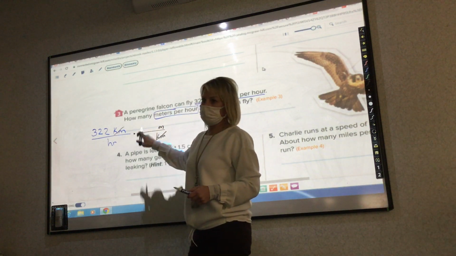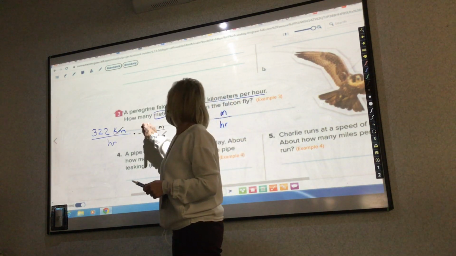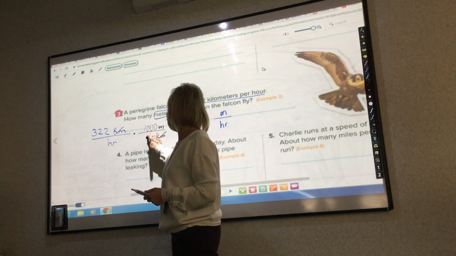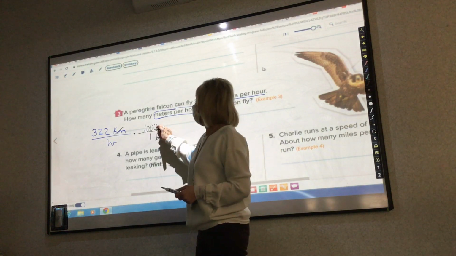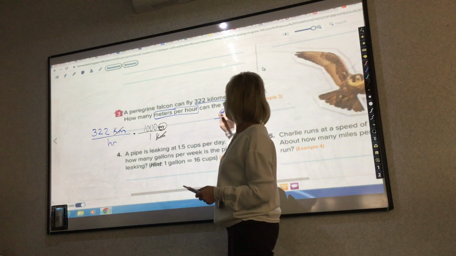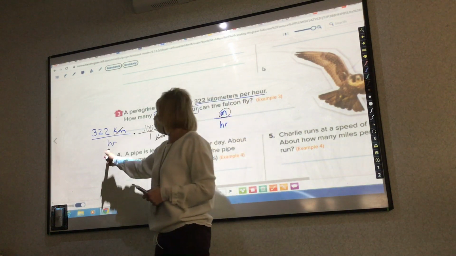How many meters are in a kilometer? So I'm looking at my chart, and that is also something you should have memorized. There's 1,000 meters in 1 kilometer. So I'm left with meters. Meters, all right? So now I can focus on my hours.